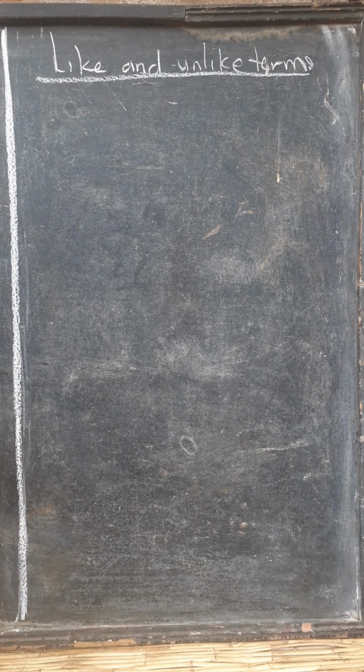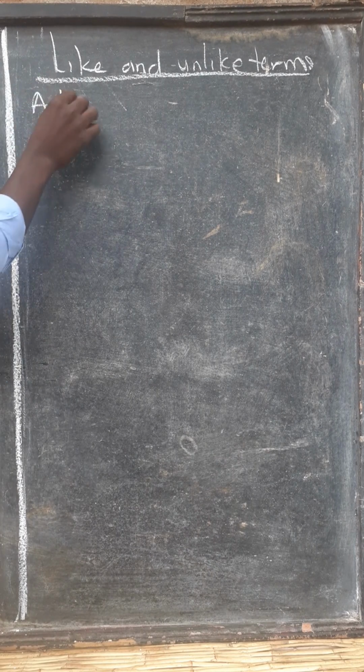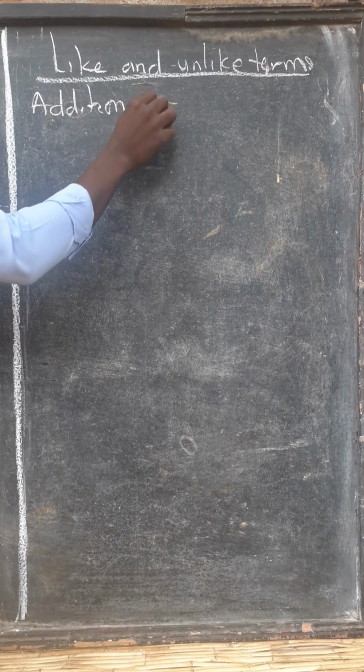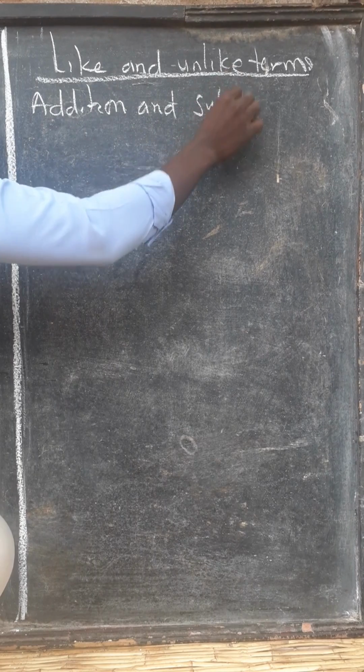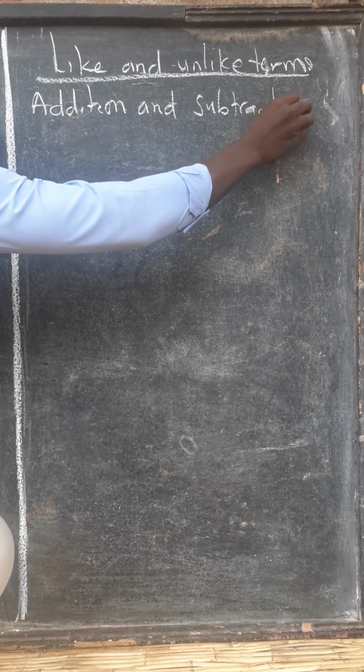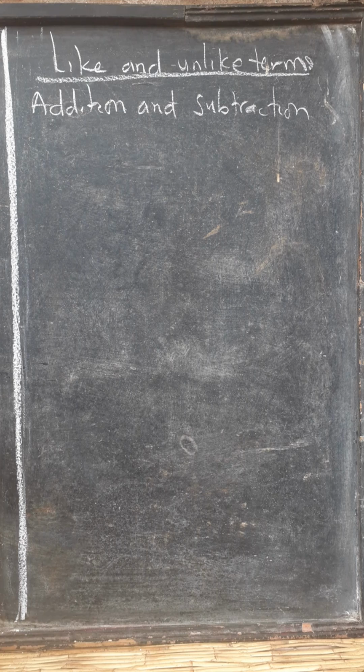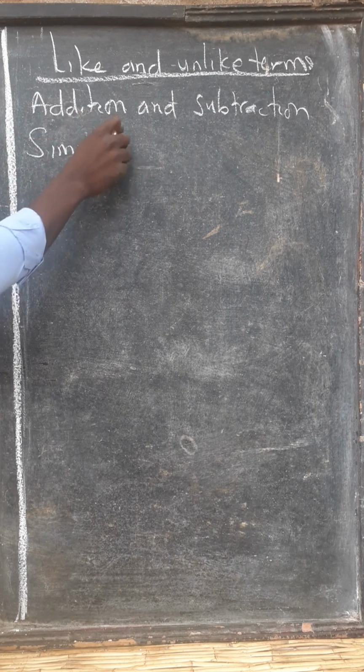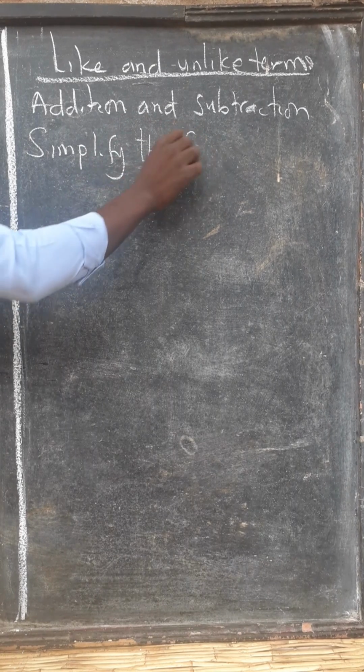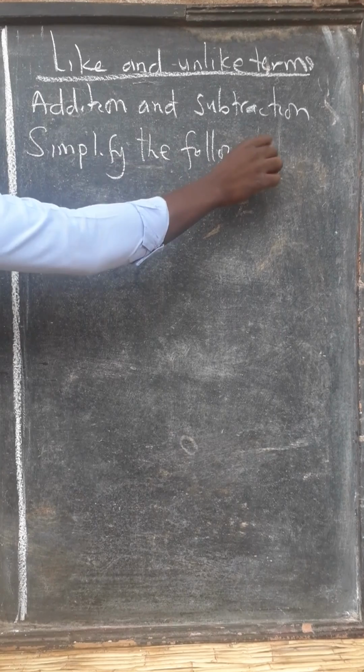Basically, we are going to confine ourselves to addition and subtraction. Okay? How do we simplify like and unlike terms? Since yesterday we concentrated on the like terms, today we can purely confine ourselves to the unlike terms. So the example could be: simplify the following.